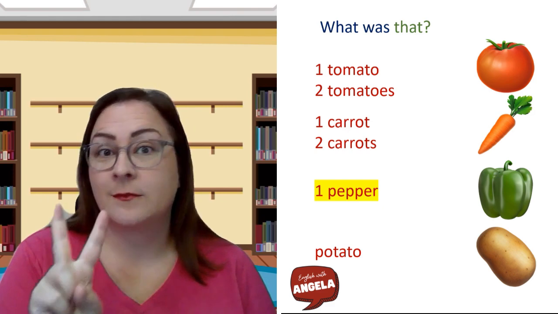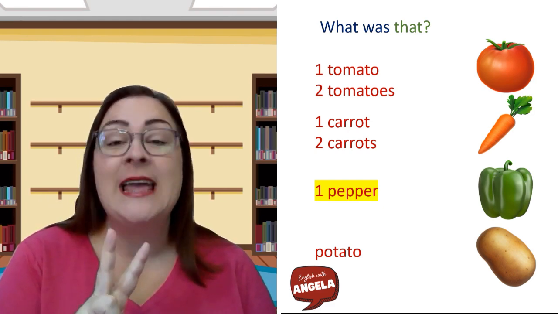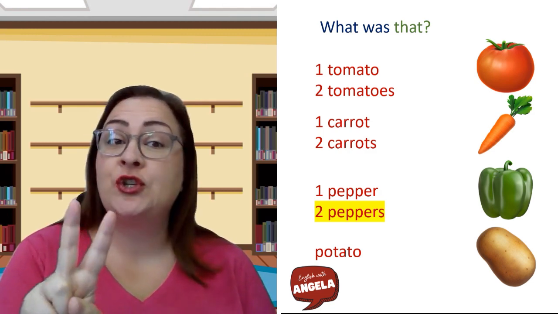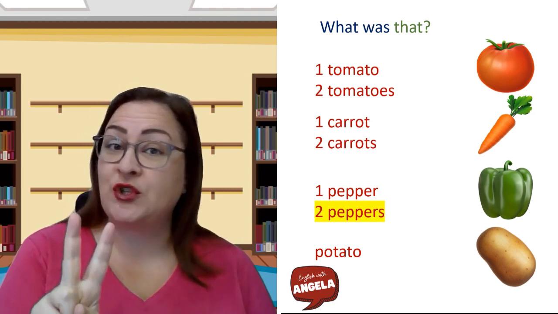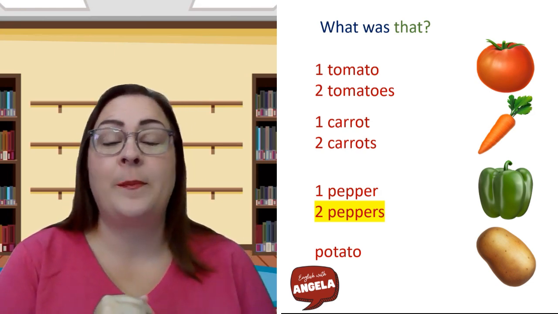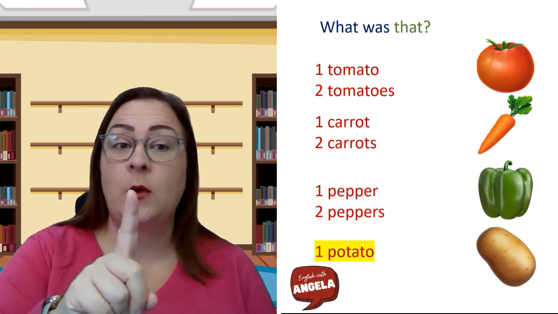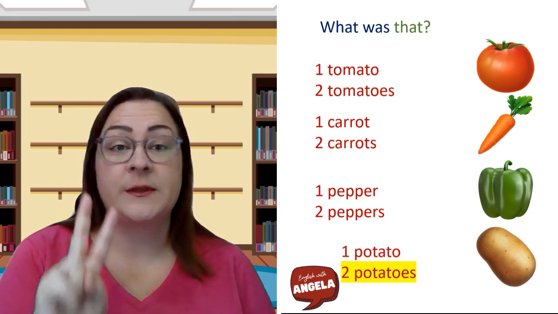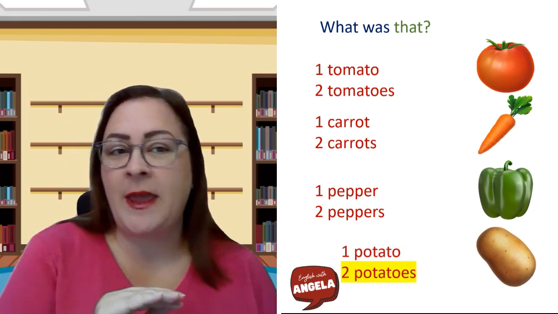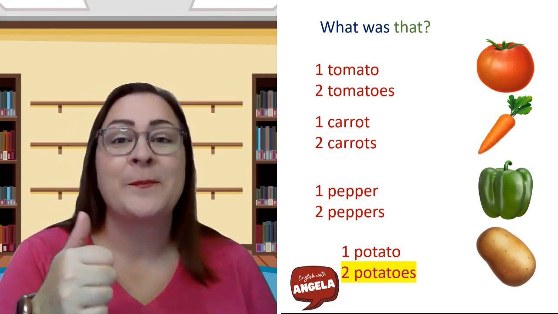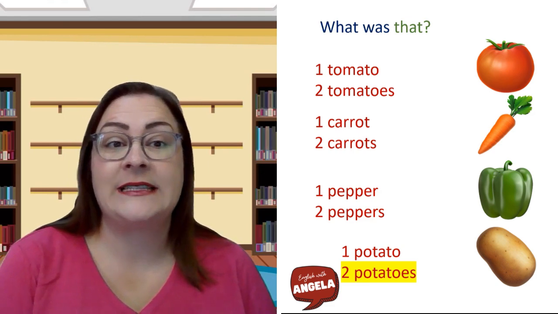We have one pepper, two peppers. Yep, these are all regular plural words. Two tomatoes, two carrots, two peppers. Yeah, say it again and again. How about our potato? So we have one potato or we have two potatoes. Tomatoes, carrots, peppers, potatoes. Yeah, get those S sounds, okay?